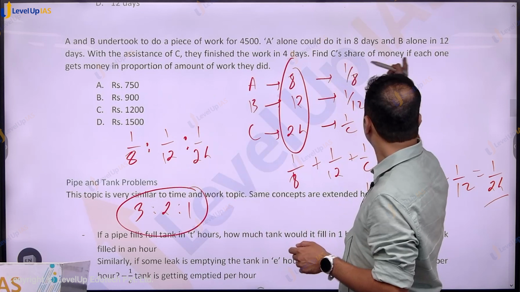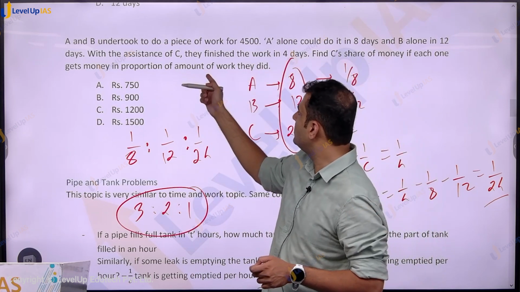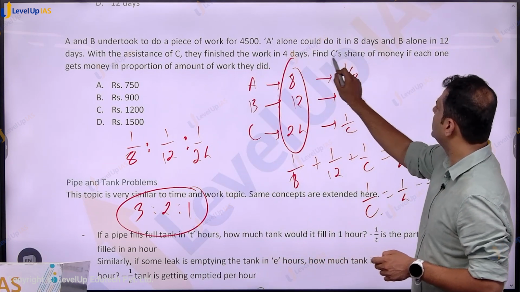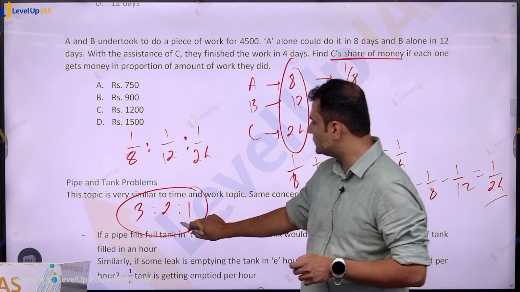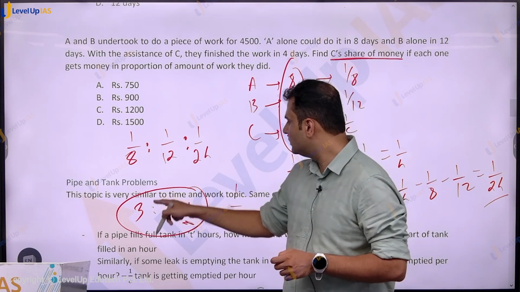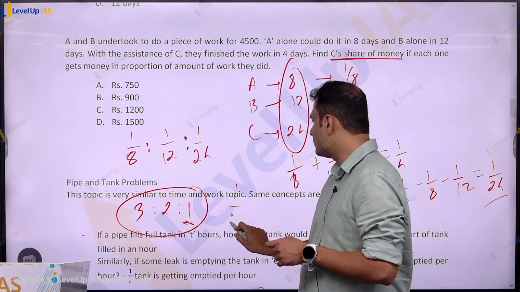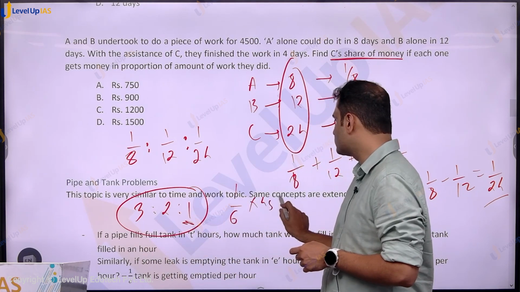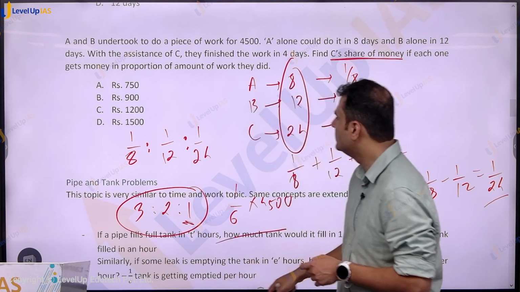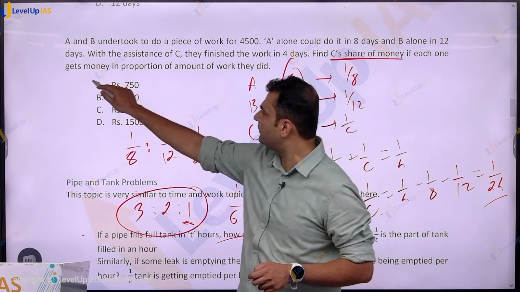Question क्या है? How much proportion of amount? Okay, C's share of money. We want to find out C's share of money. C is this. So she will get 1 upon 1 share out of 3 plus 2 plus 1. So 6. 1 share out of 6, and total money is 4,500. This is how much money C will make, which is, I guess, 750. Okay.